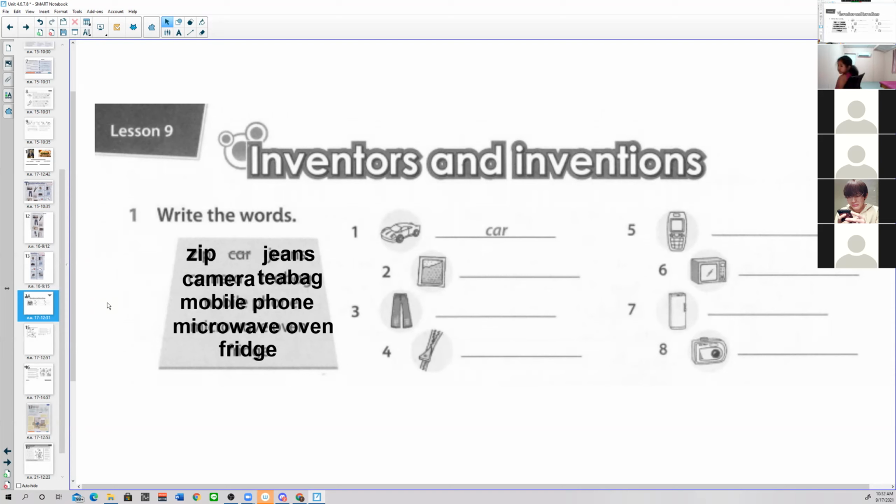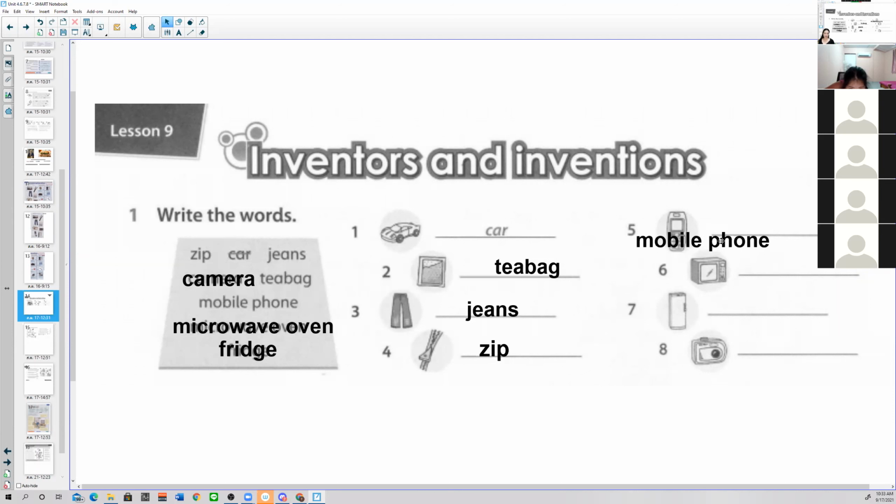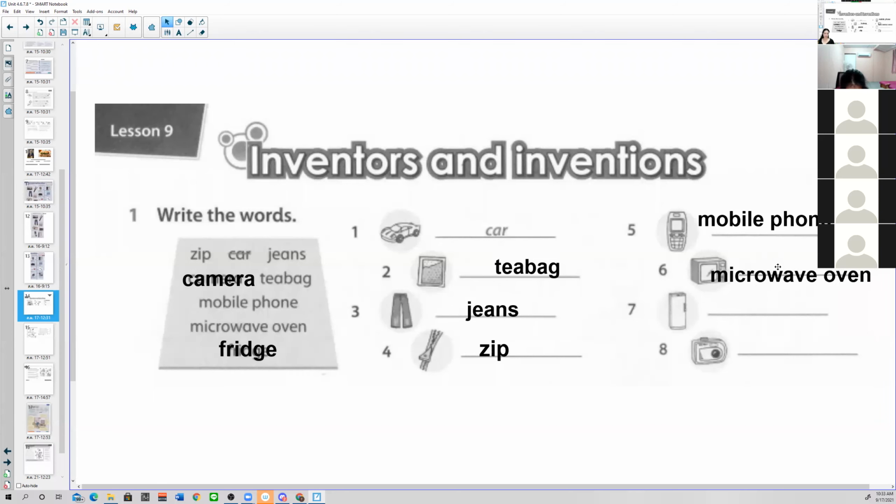Finish. What is number 2? Tea bag, right? Number 3? Jeans. Number 4? Zip. Number 5? Mobile phone. Number 6? Microwave oven. Number 7? Fridge. Good. And number 8? Camera.